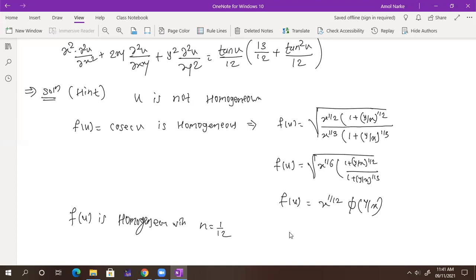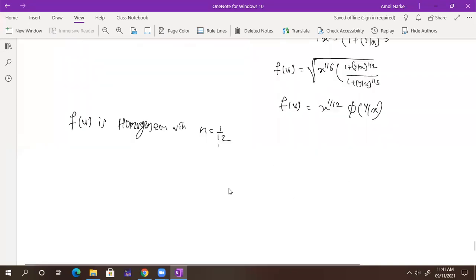Yes or no? Now u is not homogeneous. F of u is homogeneous. Then what is the value of this? x into del u by del x plus y into del u by del y. What is the value of this? n into f of u divided by f dash of u. Yes or no? Because here f of u is homogeneous, not u only. Got it, everyone? This is clear.